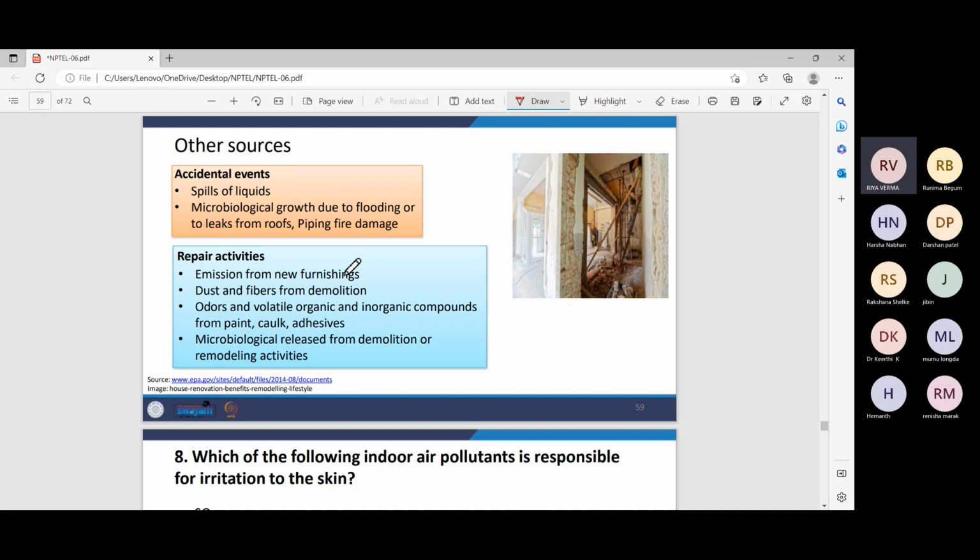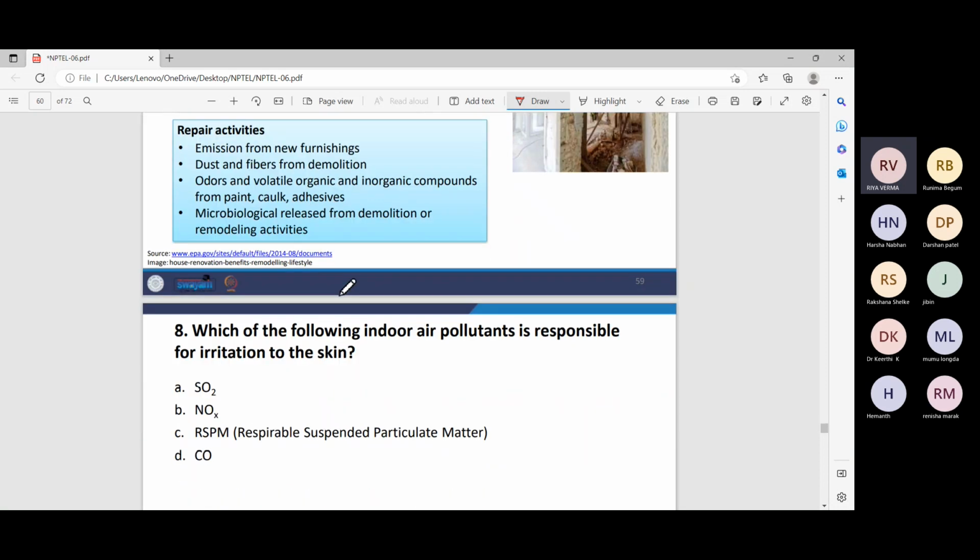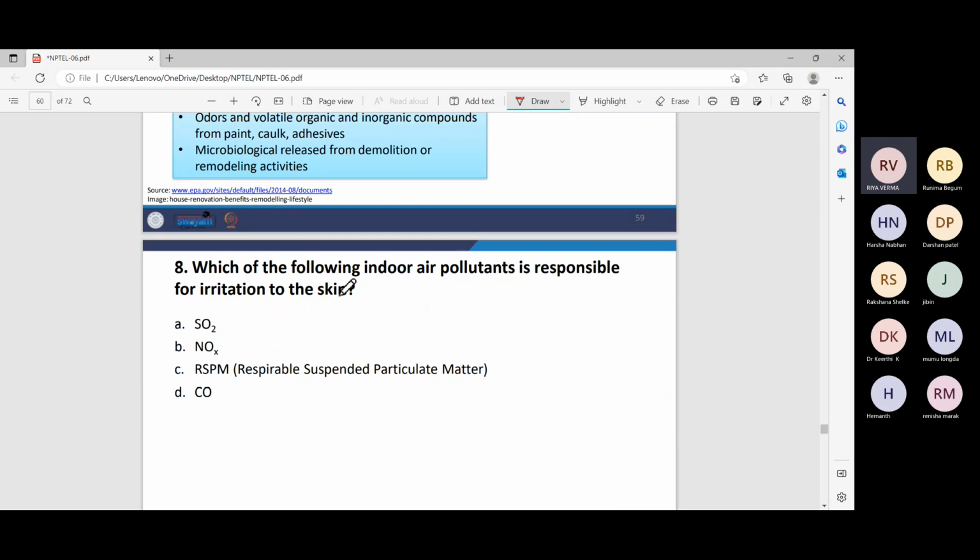For example, emissions from new furnishings, then dust and fibers from demolition, then odors, VOCs, and inorganic compounds from paint and adhesives. Then you have microbiological contaminants that are released from demolition or remodeling activities. So these are the major sources of pollutants in indoor environments.